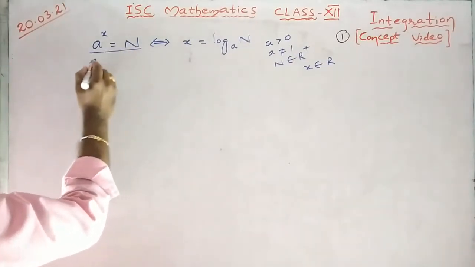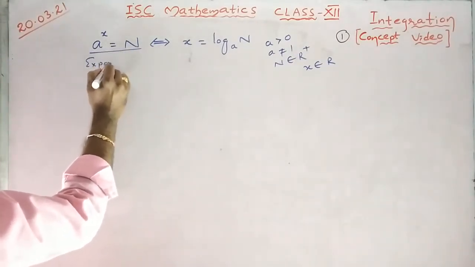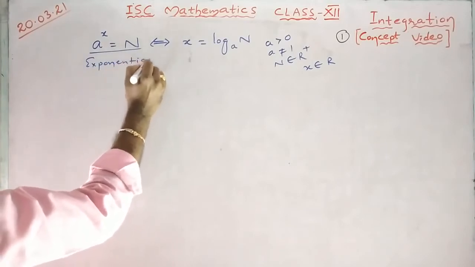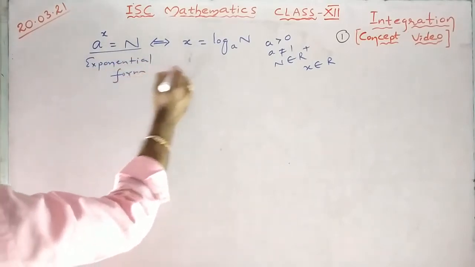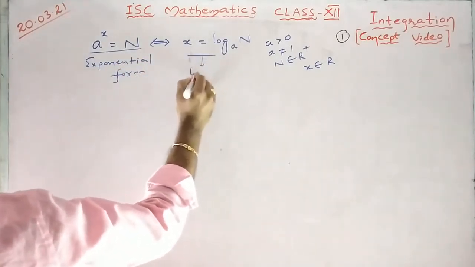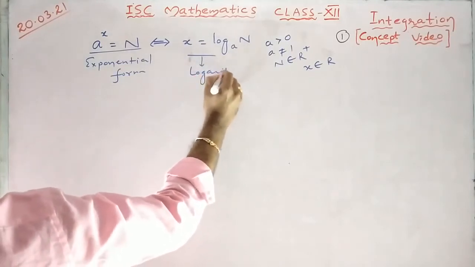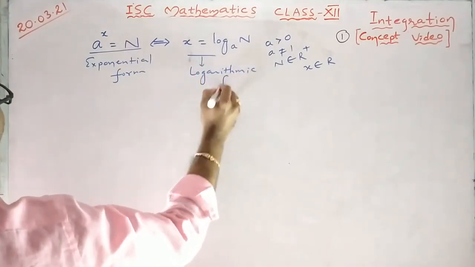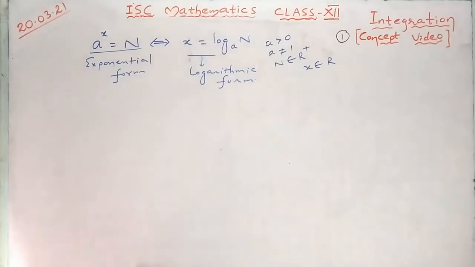This is called exponential form. This is called logarithmic form. So if they give exponential form, we can write it in logarithmic form. If they give logarithmic form, we can write it in exponential form. Both ways we can do it.